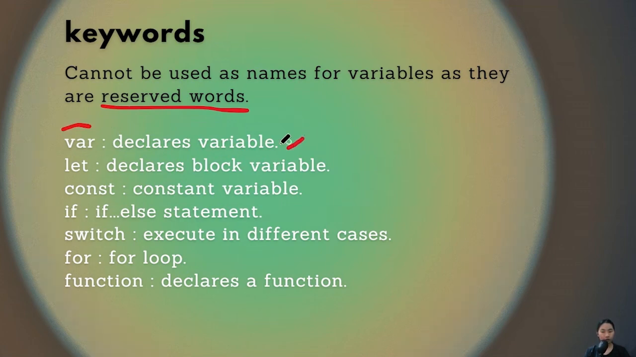var is for declaring a variable, let declares a block variable, const declares a constant variable. if is for if and else statements. switch executes in different cases. This is quite similar to if, but if and else is highly conditional. Switch, as the name suggests, just switches codes around, depending on which condition is true. for is for loops. function, as we've learned, is just a code block, and declares a function.